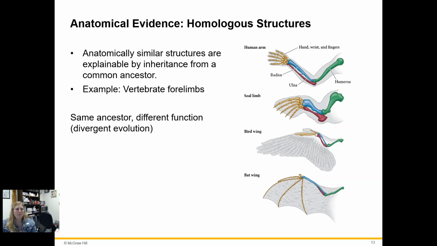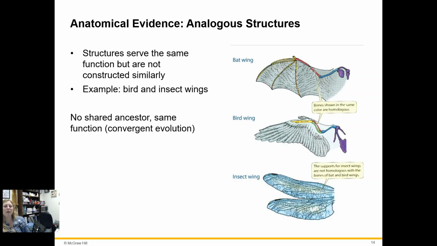Okay? When we then talk about our last kind of evidence, it's actually a lack of evidence of common ancestry, I should say. So if we're looking at physical structures, not all physical structures have a common ancestor. Not all physical structures share an evolutionary relationship. We consider this convergent evolution.